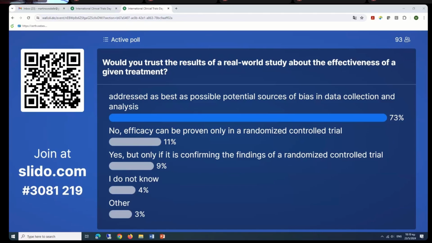Thomas, what is your view? I would say that all answers are right in a way. Of course, the best thing is to conduct a randomized controlled trial, but another question is that if we don't have that, and if it is almost impossible to do it in certain circumstances, you have to go with the first one, because maybe it's worse to not act, not do anything, because you won't ever be able to conduct a randomized controlled trial. But of course, if you can do that, you should do that, and this is the best way. The third one, yes, but only if it is confirming the findings. It's of course an obvious right answer.